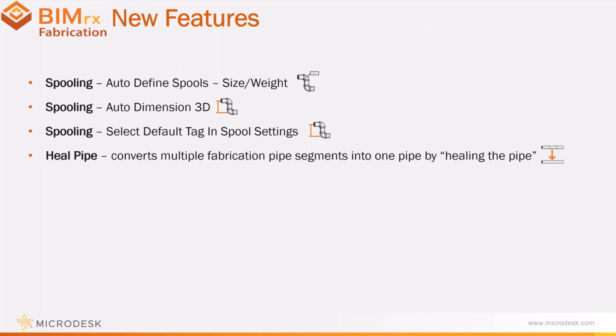Now, I mentioned there's some cool features here as well, and here they are. Spooling has a few new features added to it. It can auto dimension in 3D, and you can also now select the default tag from your spool settings. Lastly, spools can be auto-defined by size and by weight. We've also added a heel pipe feature. This allows us to easily merge those fabrication segments back together.